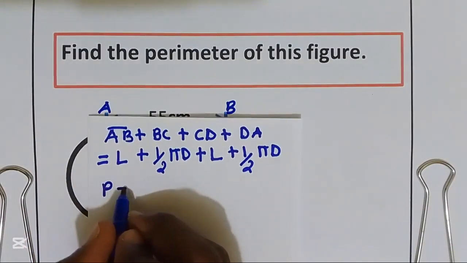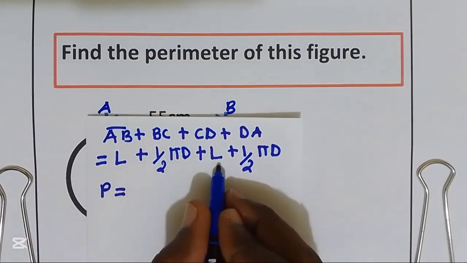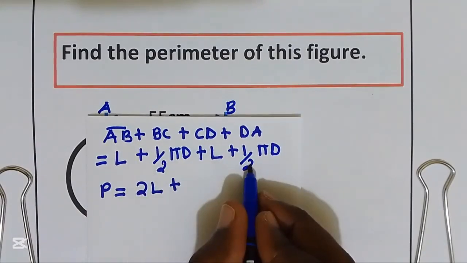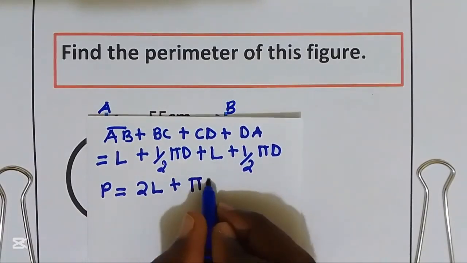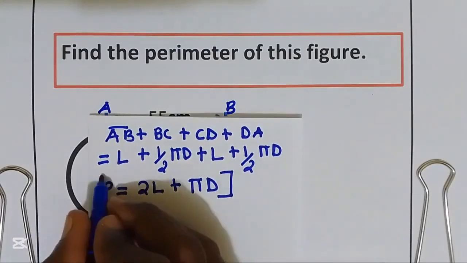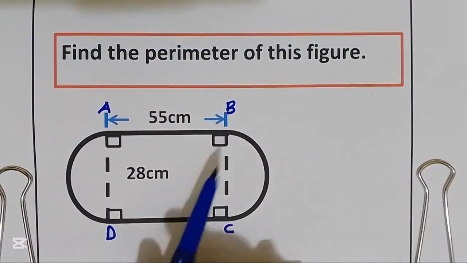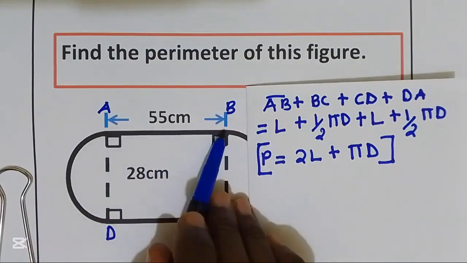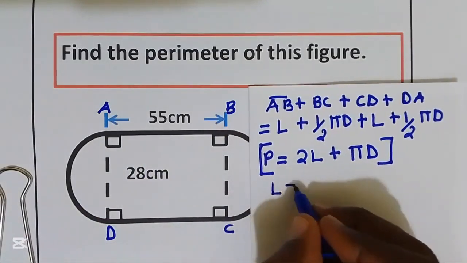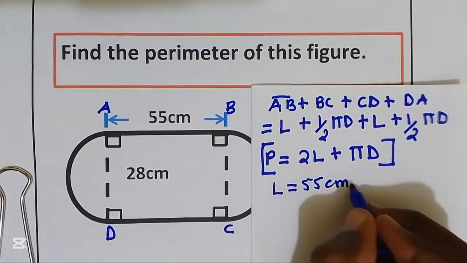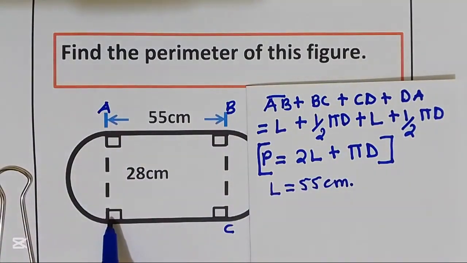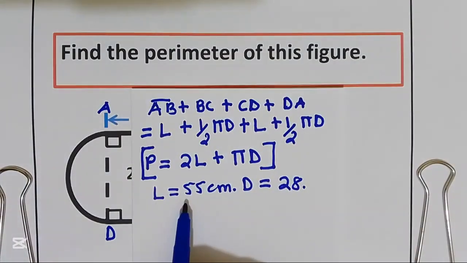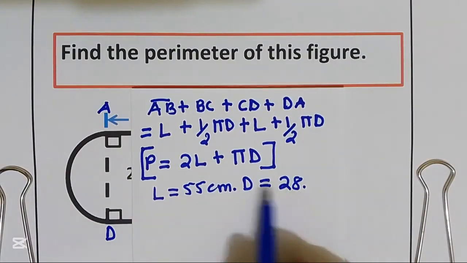Our perimeter is going to be equal to L plus L. We are going to get 2L plus a half pi d plus a half pi d, which gives us pi d. This is the formula that we are going to use to find the perimeter of our figure. But they have given to us the length equal to 55 centimeter and the diameter equal to 28. Let us substitute length and diameter into our formula.